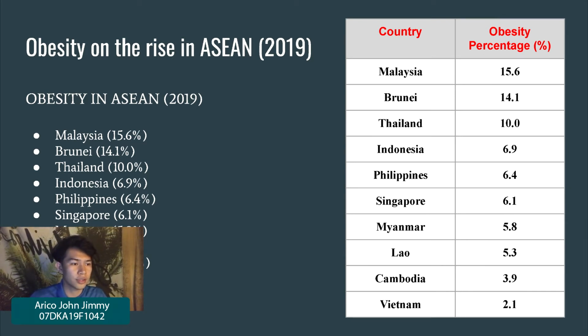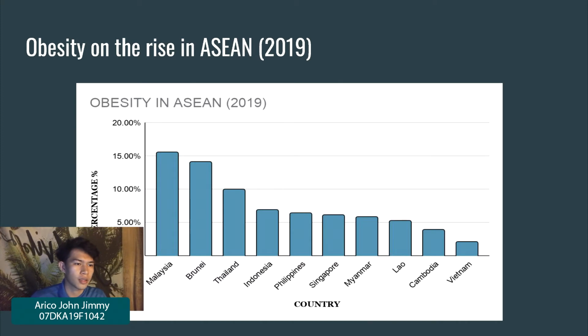I have chosen the article Obesity on the Rise in Asian 2019 as an example. The statistic is only for a year, so we cannot determine the change in obesity percentage in Asian. Here on the graph or chart, you can see it is entitled Obesity on the Rise in Asian 2019.